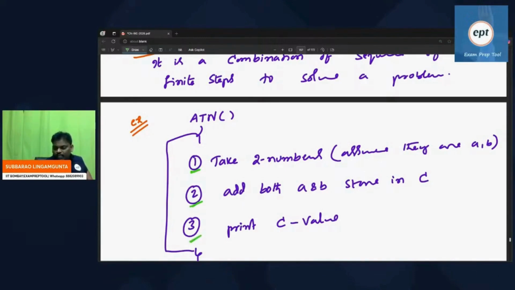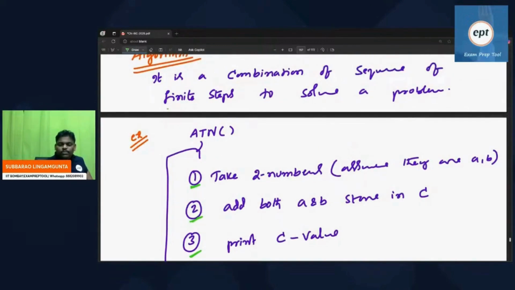So in this algorithm, if you observe clearly, finite steps are there. Remember, algorithm means finite steps. Whenever you say it is an algorithm, finite steps should be there. This algorithm contains 3 steps. 3 is a finite number. That may be 3 steps, 30 steps, 300 steps, or 3 lakh steps. Algorithm means a finite number of steps is needed.